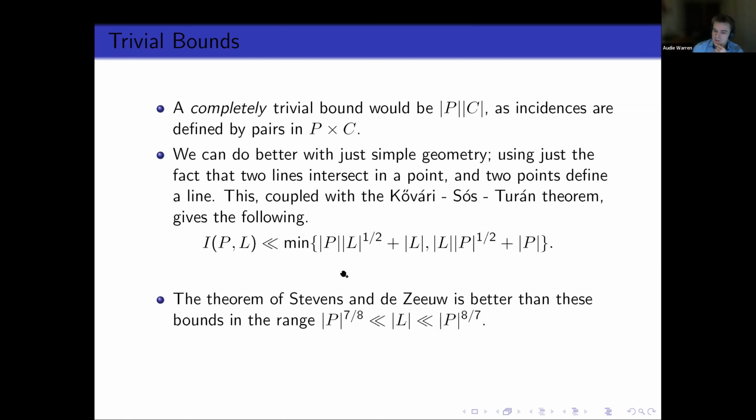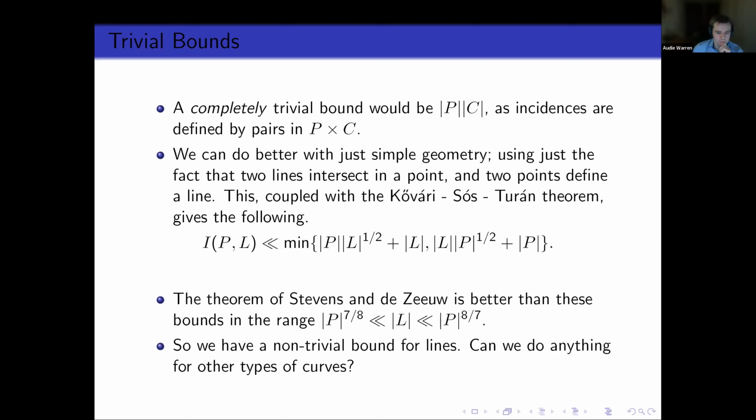And the theorem of Stevens and De Zeeuw does beat this in a certain range. So if we have a certain balancing between L and P, it's written down here, L has to be bigger than P to the 7/8 and less than P to the 8/7, then it's better than this trivial upper bound that we get just from very basic geometry and the Kővári–Sós–Turán theorem. Okay. So we do have this non-trivial bound for lines, i.e. it's non-trivial, meaning it's better than this minimum here in some non-trivial range.